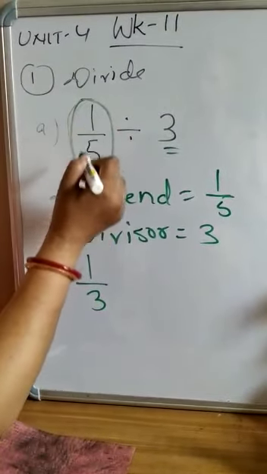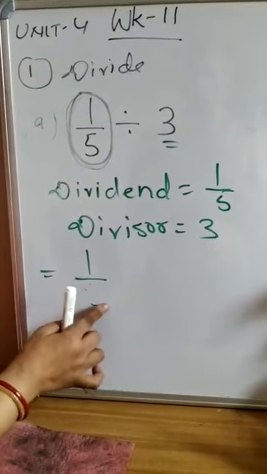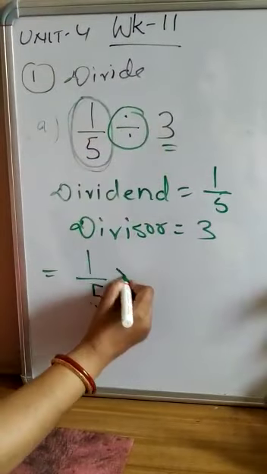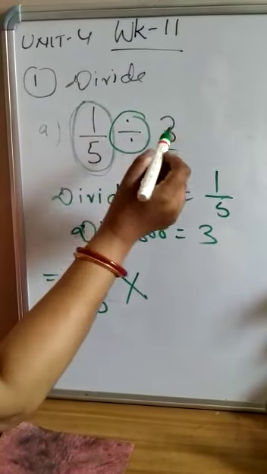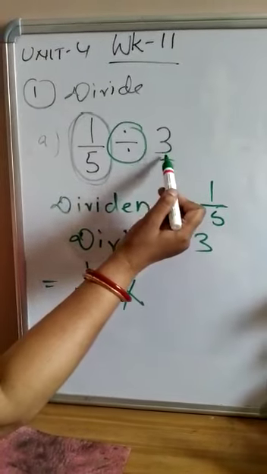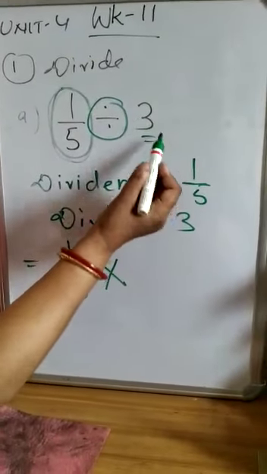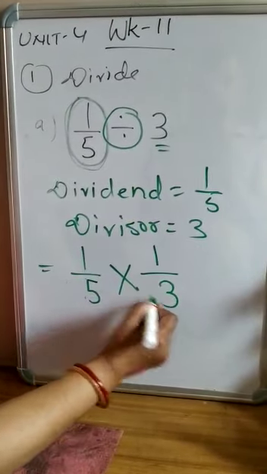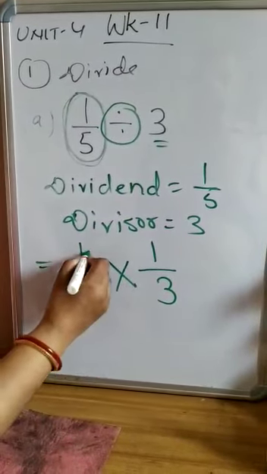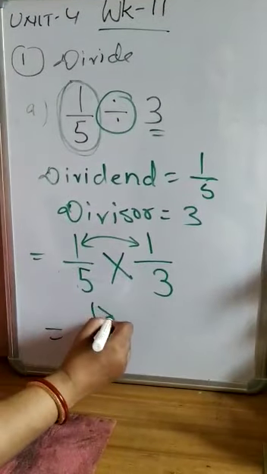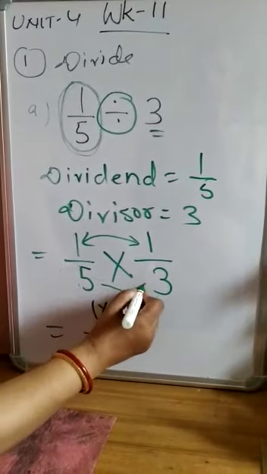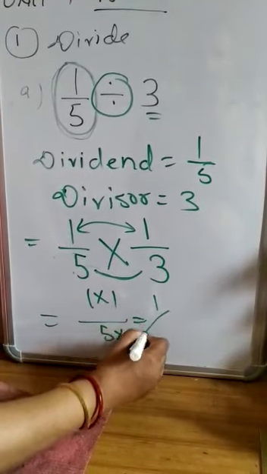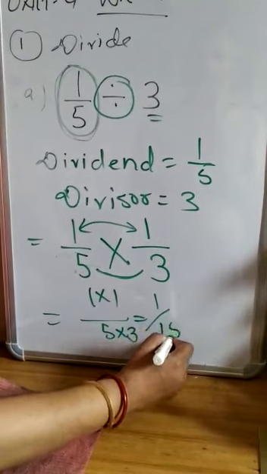So here firstly I will write down this 1 by 5. Now I will change this division sign with the multiplication sign. And now what is the reciprocal of the divisor? Now I have to write down the reciprocal of the divisor. Here divisor is 3. So reciprocal of divisor is 1 by 3. Correct? Now I will multiply this 1 with 1. So 1 times 1 and this 5 with 3. 5 into 3. So answer is 1 by 15, 5 3s are 15.